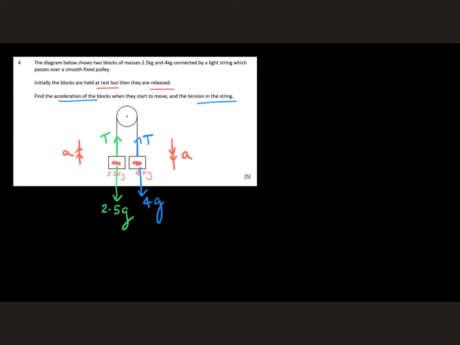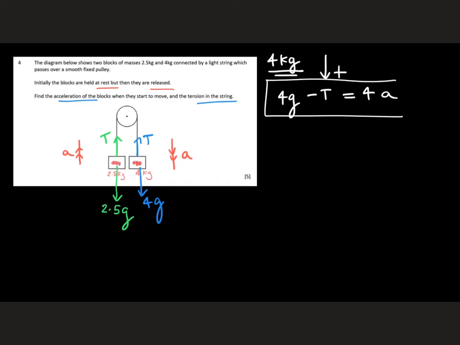So we are going to look at the two blocks separately, modelling them as particles. Let's start with the 4 kilogram block. I'm going to choose down as my positive direction. So I have 4g downwards minus T upwards like that, which equals the mass 4 multiplied by the acceleration. And I have a result here. Let's now look at the 2.5 kilogram block. I'm going to choose up as my positive direction. So this time I have T minus 2.5g equals 2.5 multiplied by the acceleration.